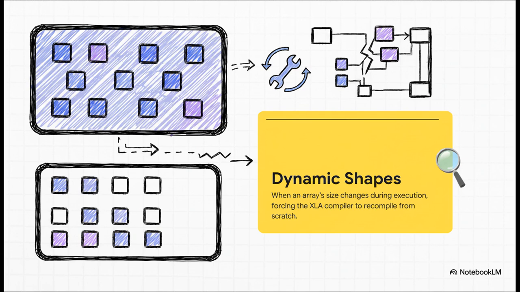And the reason is this one concept: dynamic shapes. Because that array grew with every new token, its shape was constantly changing. XLA loves to work with a fixed computational graph. When a shape changes, it's like a brand new function to XLA. It has to stop everything, throw out its old plan, and recompile the whole operation from scratch, every single time.